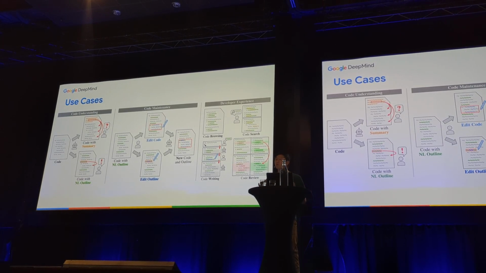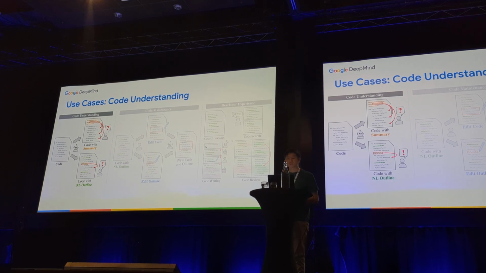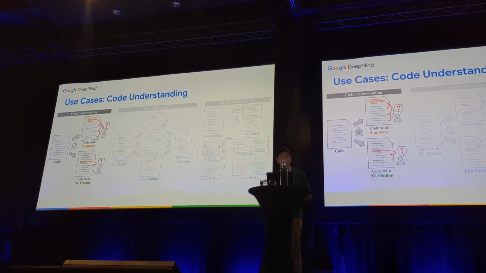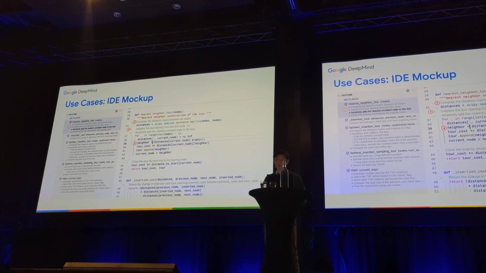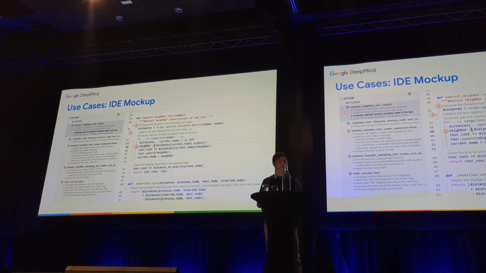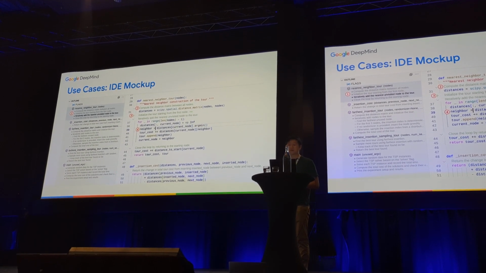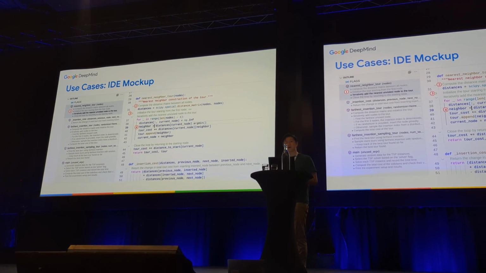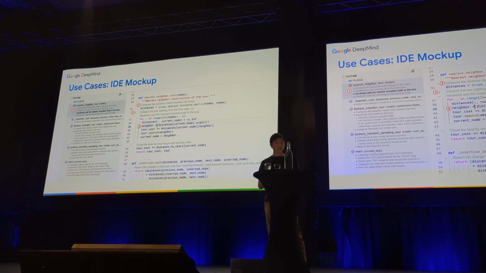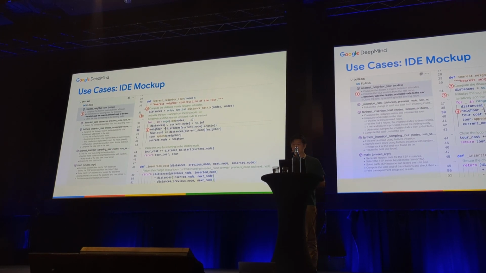So now that we know what NL outlines are, let's talk about their use cases. First, NL outlines help with code understanding and navigation. This is best illustrated with this mock-up showing our vision for how NL outlines can be integrated into an IDE. On the left, labeled with 1, is a panel listing the symbols in the file with NL outlines for each function. On the right, labeled with 2, we have code with NL outline statements interleaved.